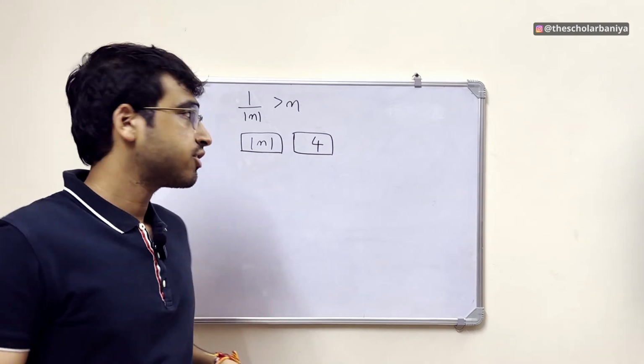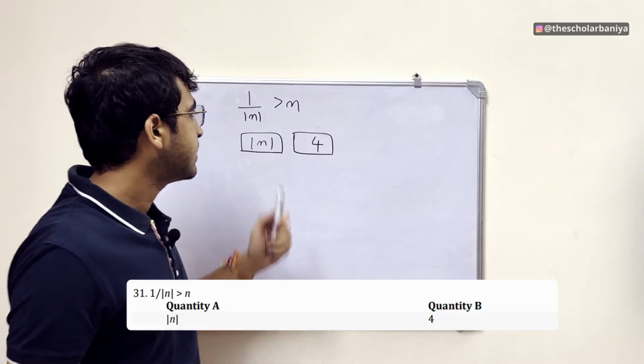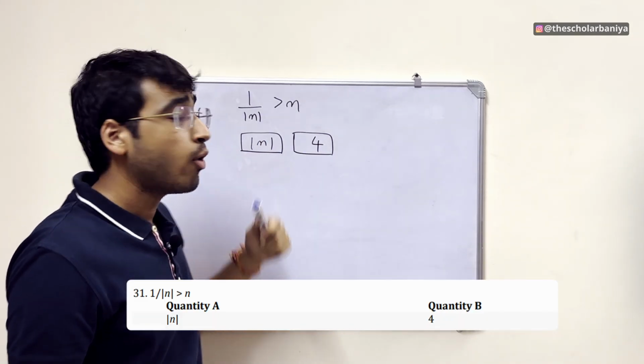So let's move on to the next question, guys. It's given 1 upon mod n is greater than n, and we have to compare mod n and 4.